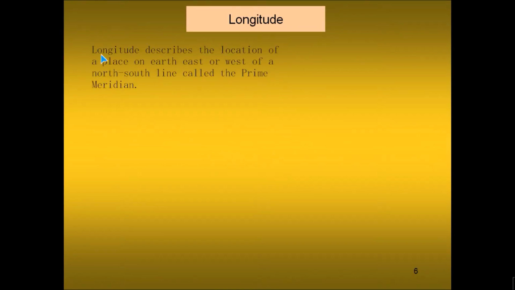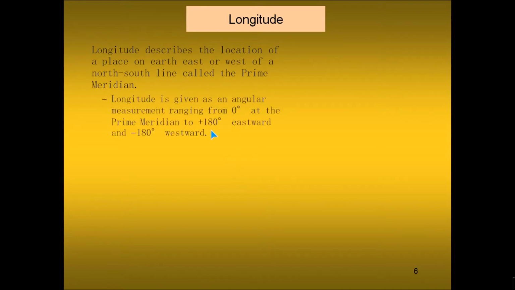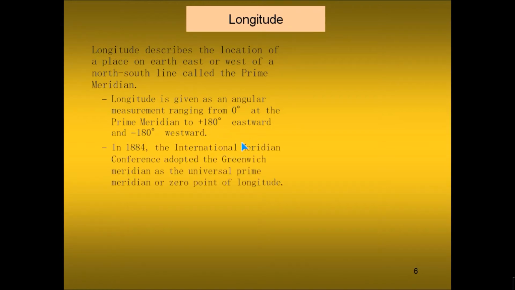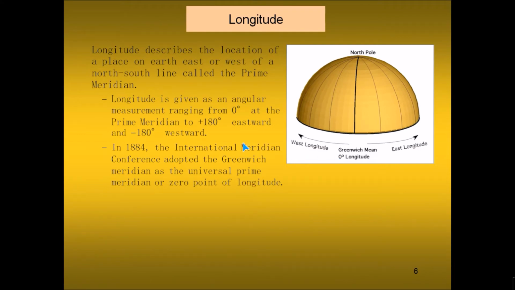Now coming to longitude. Longitude describes the location of a place on Earth east or west of a north-south line called the PM, the prime meridian. Longitude is given as an angular measurement ranging from 0 degrees at the prime meridian to plus 180 degrees eastward and minus 180 degrees westward. In 1884, the International Meridian Conference adopted the Greenwich meridian as the universal prime meridian, or 0 point of longitude.